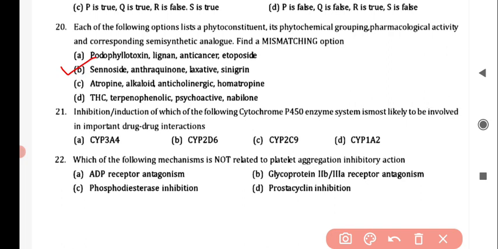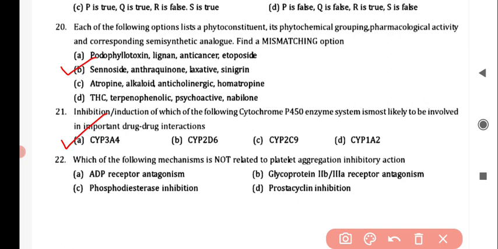Next question is inhibition or induction of which of the following cytochrome P450 enzyme system is most likely to be involved in important drug-drug interactions. So the correct answer for this is option A, CYP3A4.